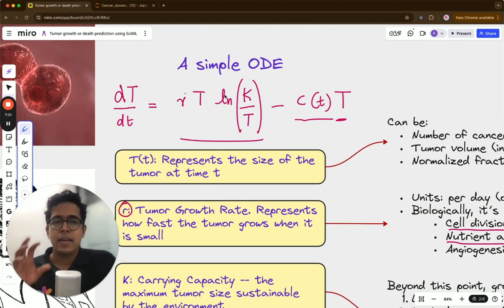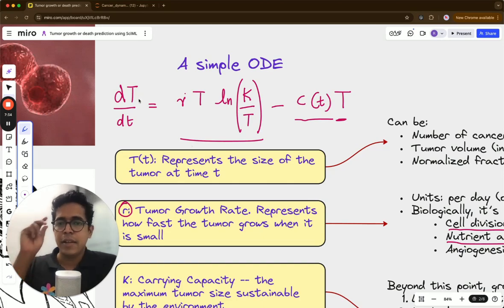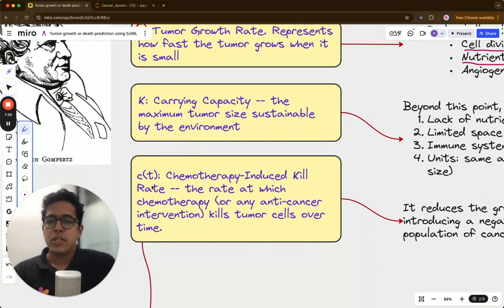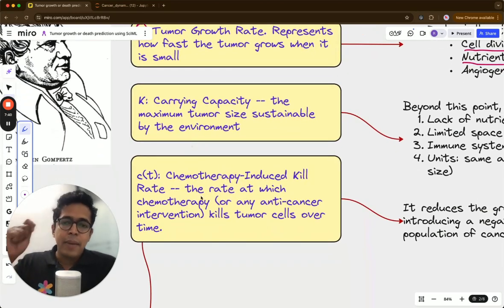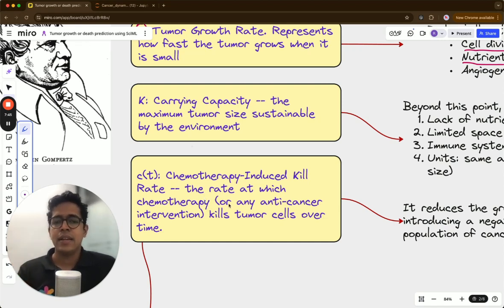So these are two opposing factors, and the imbalance between these opposing factors determines whether the tumor is shrinking or whether it is growing. So if this dT/dt is positive, it means the tumor is growing. If it is negative, it means the tumor is shrinking, right? Okay. So that is what I mentioned here. C(t) is the chemotherapy-induced kill rate. So it's any anti-cancer intervention.